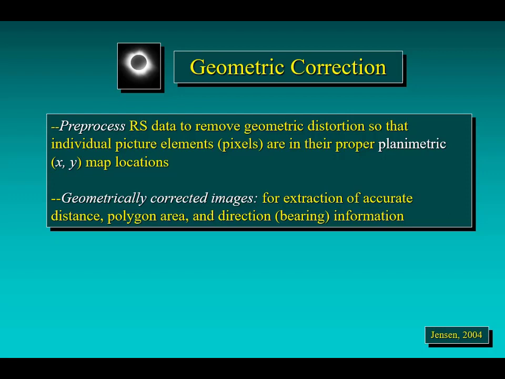And if we have all that, we could then perform GIS-based modeling or spatial analyses. We can make decisions within a spatial decision support system framework, etc. But we do need to have geometrically corrected images. And if we have that, then we can perform extraction of accurate measurements of distances, areas of various polygons that we may be interested in describing, and we can also make accurate direction or bearing measurements.